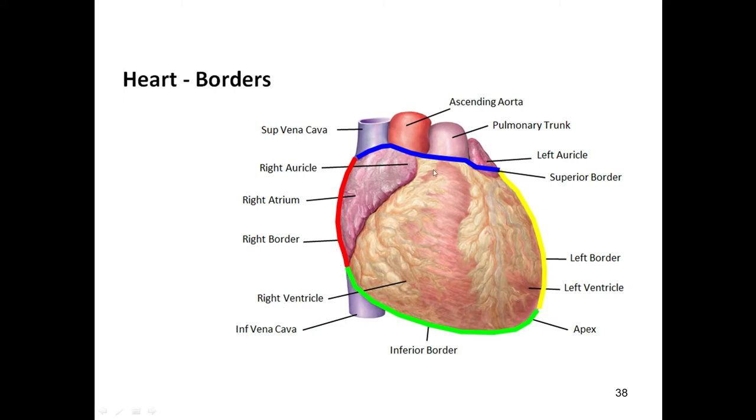We can have a look at the slide and we can see the borders. The borders are, yes, this is the right border, the inferior border, which is formed mainly by the right ventricle. Near the apex, it is formed by the left ventricle. Here lies the left border and here lies the upper border or the superior border. I hope borders and surfaces are clear.